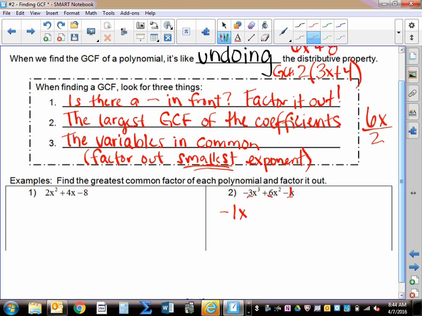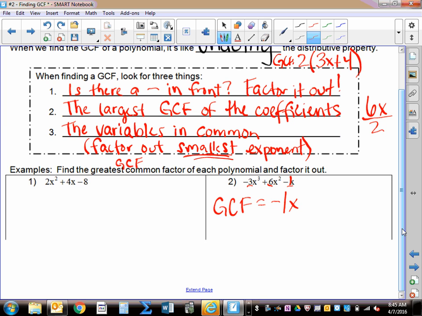So for this, my greatest common factor, my GCF is -1x, or just -x. Okay? So of these 3 terms here, my GCF is -1x. Yes? What number doesn't have an x? Then you can't take out the x. So like number 1, I can't take out an x. There's no x on the end. Good question. Any questions so far on what that means with the GCF?